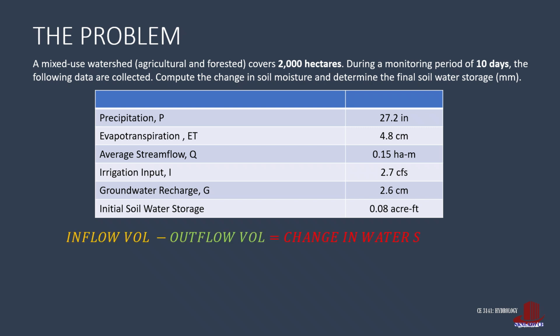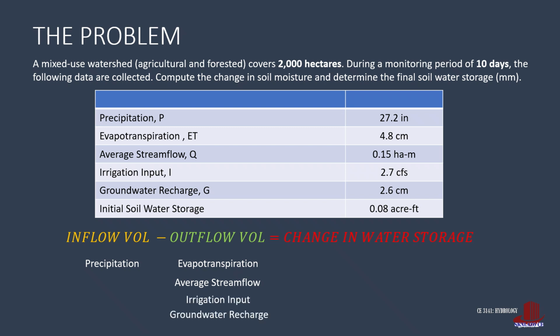Checking on the record, we use the water budget equation of inflow less outflow is equal to the change in water storage. We start by categorizing each parameter, such as precipitation under inflow, evapotranspiration, average stream flow, irrigation input, and groundwater recharge all are under outflow. Then the change in soil moisture lies under change in water storage.